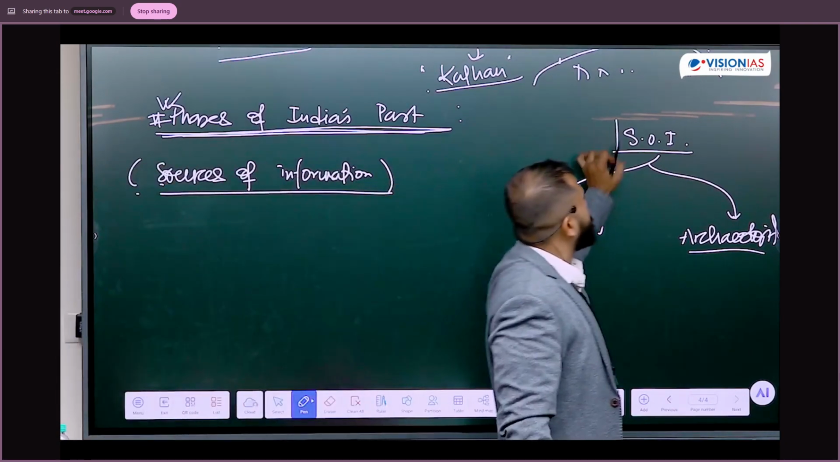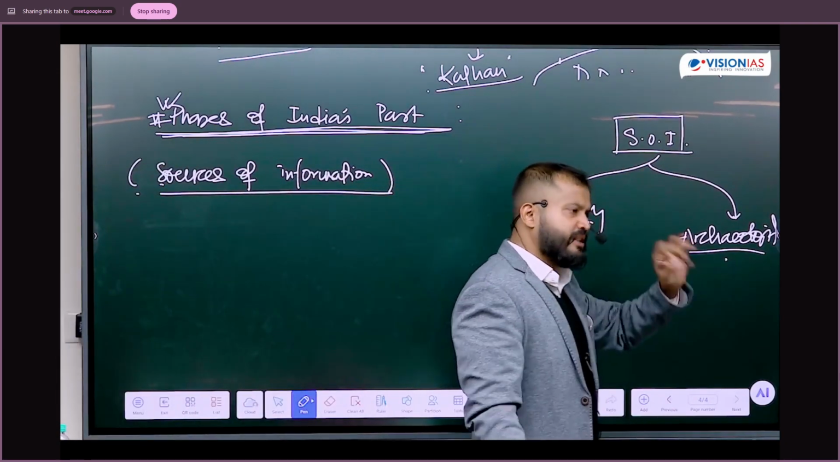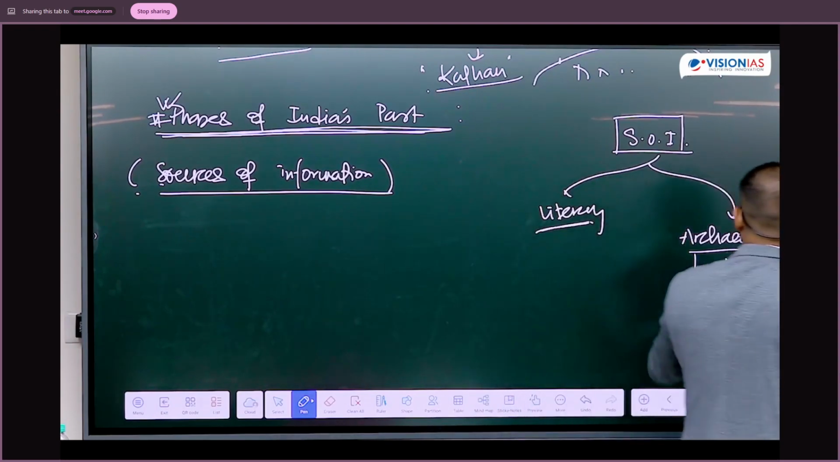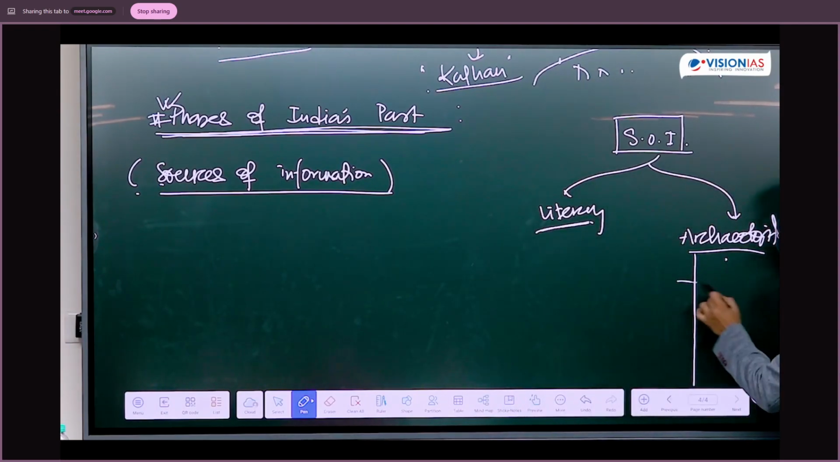See, sources of information are of two types, na? Literary and archaeological. Give me some examples of archaeological sources of information. Suppose coins. From coins we can understand, and from inscriptions.